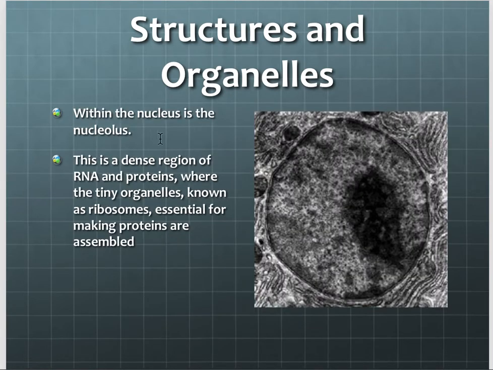Now, I just said within the nucleus is the nucleolus. This is a big picture of the nucleus, and this dark area is called the nucleolus. And it's very, very dense, and its job is to make ribosomes. And ribosomes are going to be where the proteins are put together. Remember, we have amino acids that make proteins, and those amino acids are joined by peptide bonds. Well, those amino acids all get assembled on the ribosome.